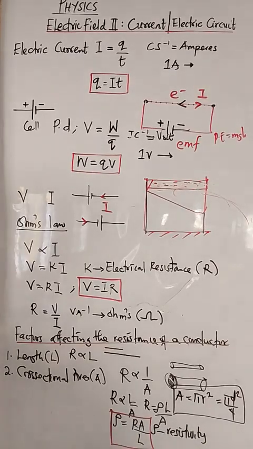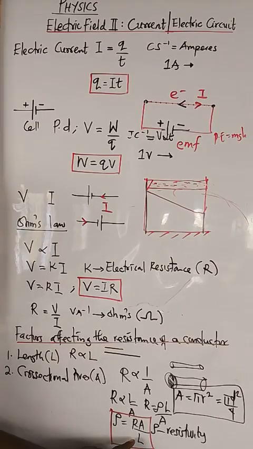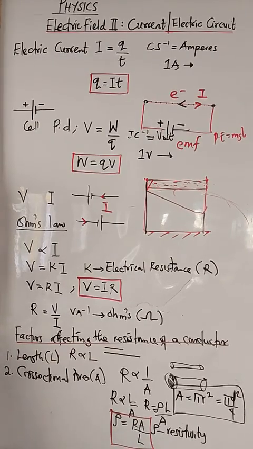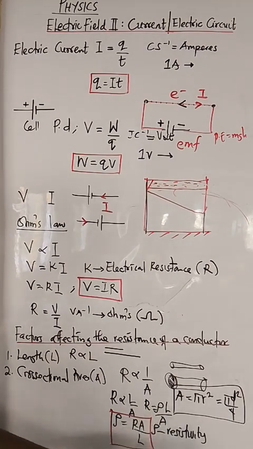Resistivity is the ability of a conductor to oppose the flow of current. So the more the area, the more the resistivity. The more the length, the lower the resistivity. So resistivity is RA over L, if you make it the subject there.